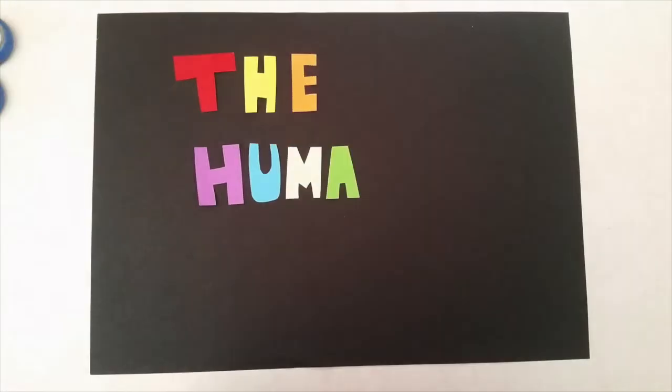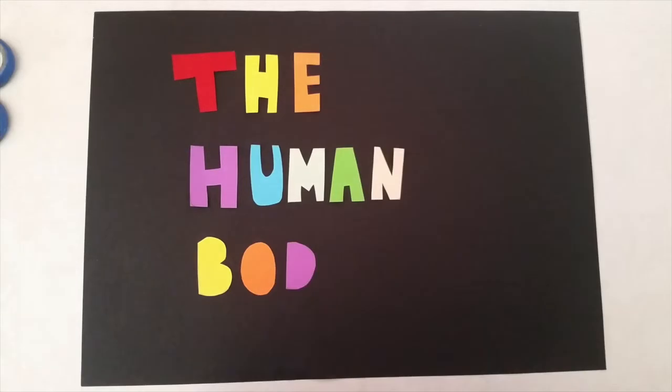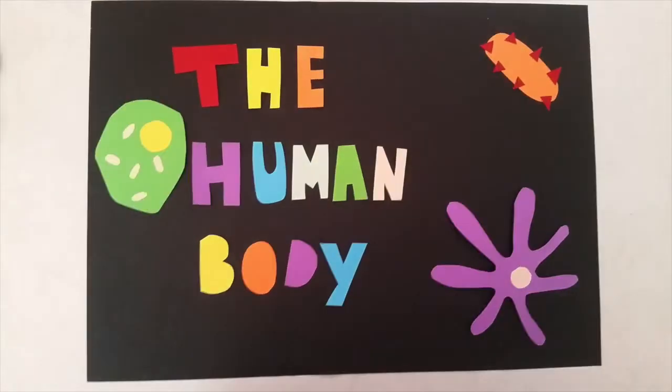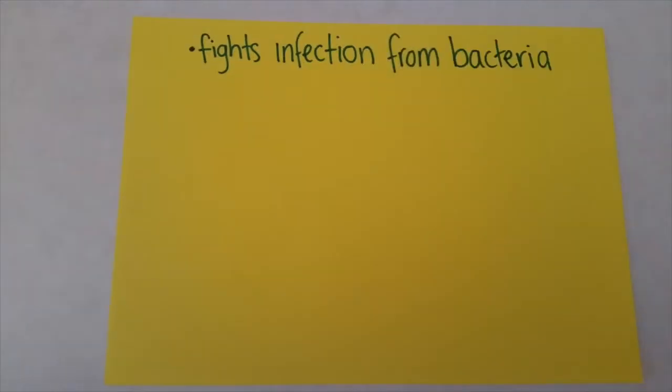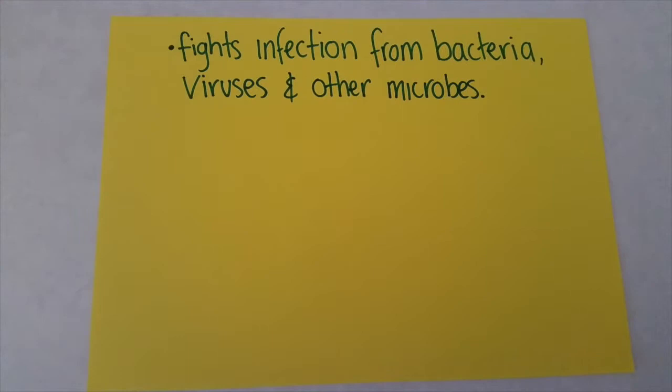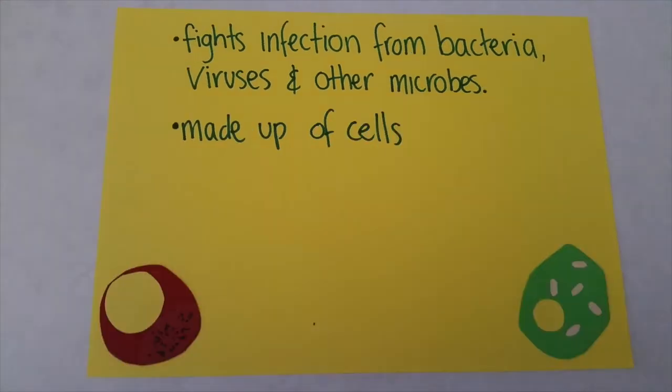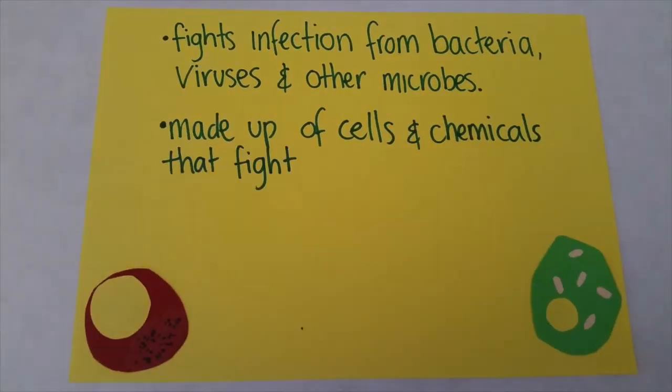Today, I'm going to talk about the human body's immune system and give a brief overview of what it is, what it does, and what it is made up of. What is the immune system? Well, the immune system is the body's defense mechanism where it fights infection from bacteria, viruses, and other microbes.